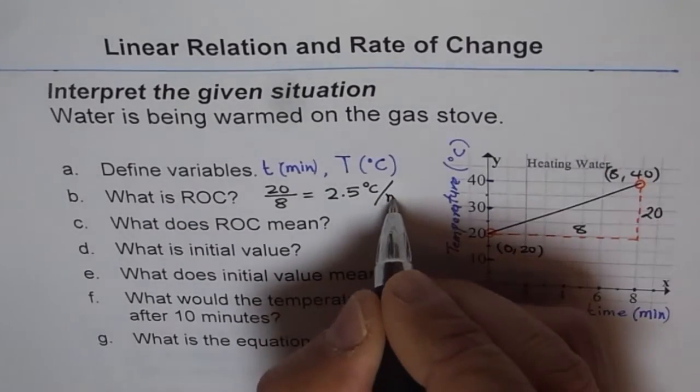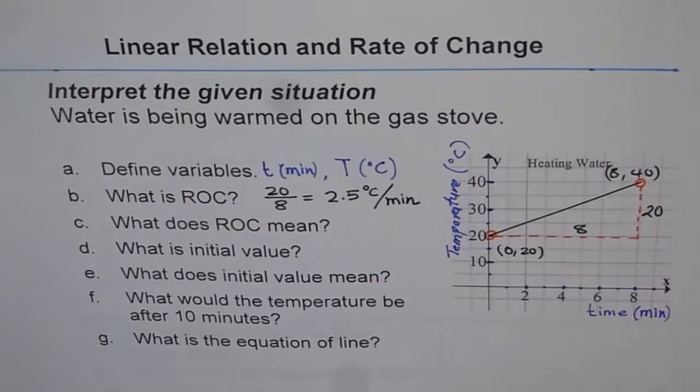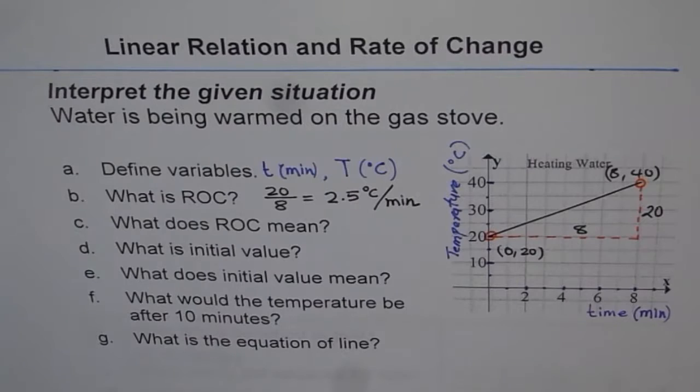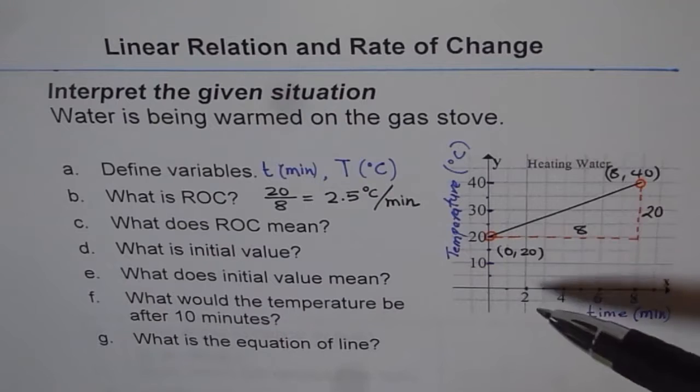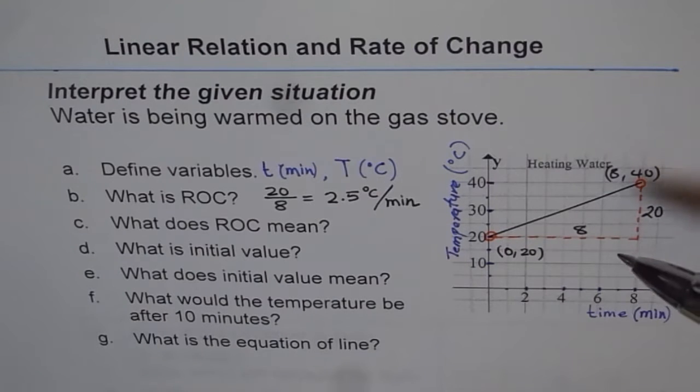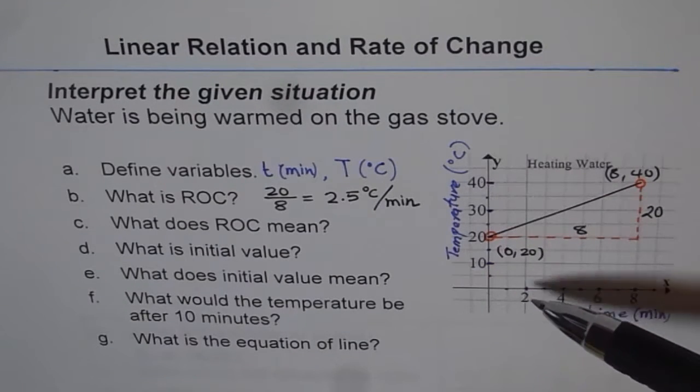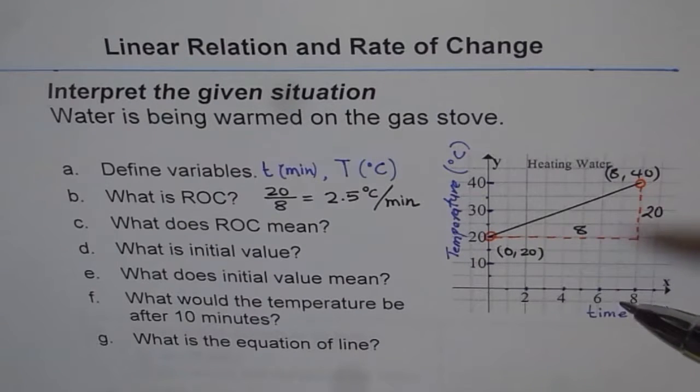which is in minutes. So that is the rate of change in the given example. Now what does rate of change mean? Rate of change here means that in every minute the temperature increases by 2.5 degrees Celsius. You can write that the rate of change reflects the increase in temperature per minute, right? That is another way of saying it. You can say 2.5 degrees centigrade per minute is the increase in temperature per minute.